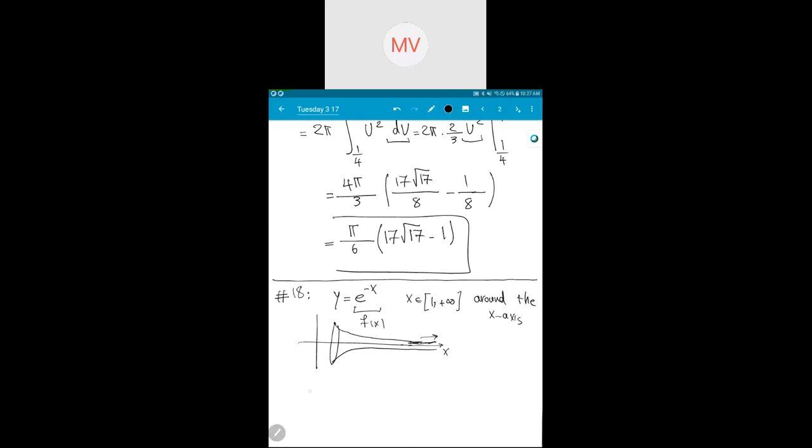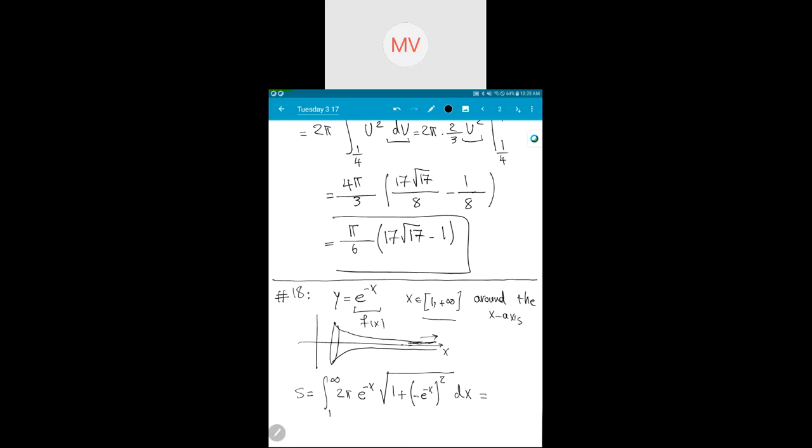You're going to go ahead and find the surface area. This is f of x. S is the integral. What should be our limits? It's right there: 1 to infinity. 2 pi times f of x, so it's e to the negative x, times the square root of 1 plus the derivative of that function squared, dx. What's the derivative of e to the negative x? It's minus e to the negative x.